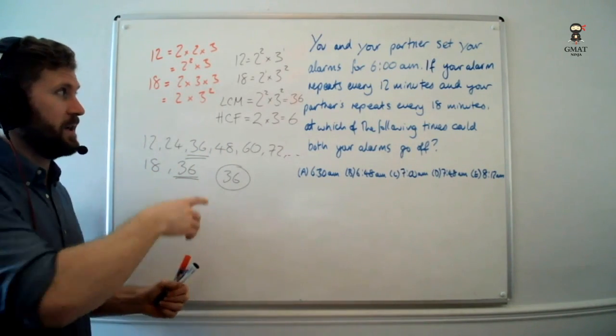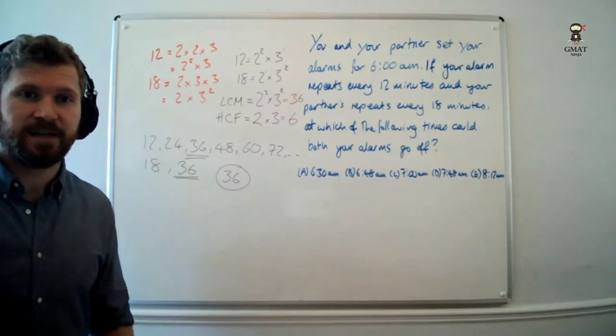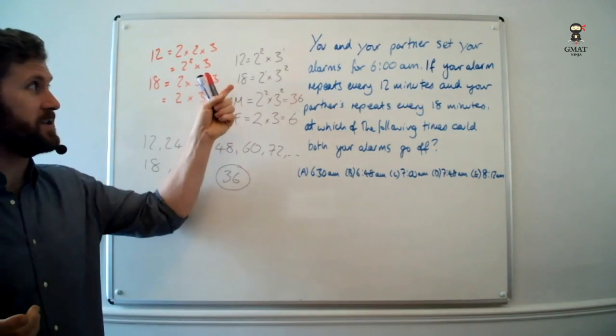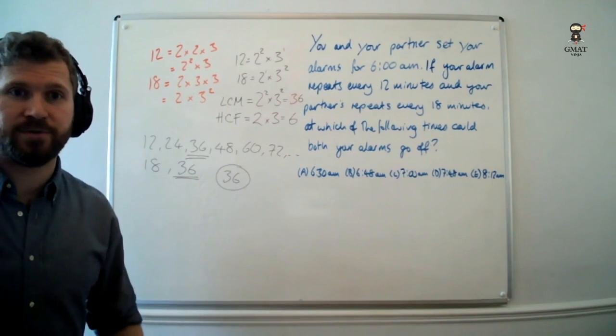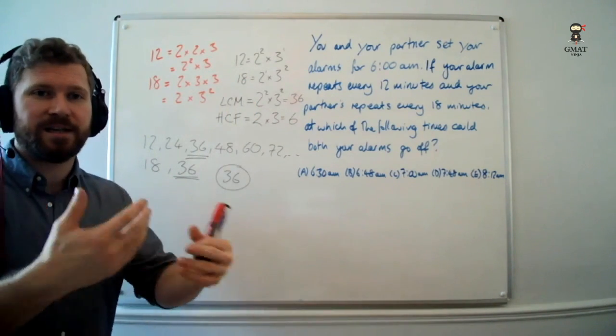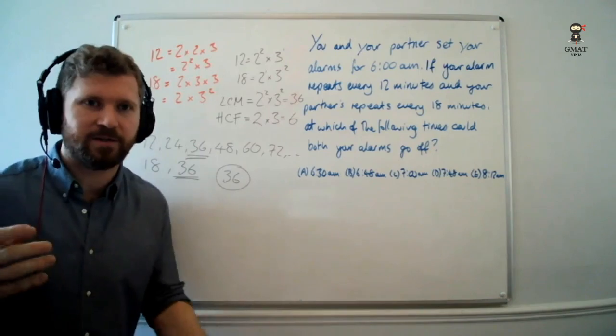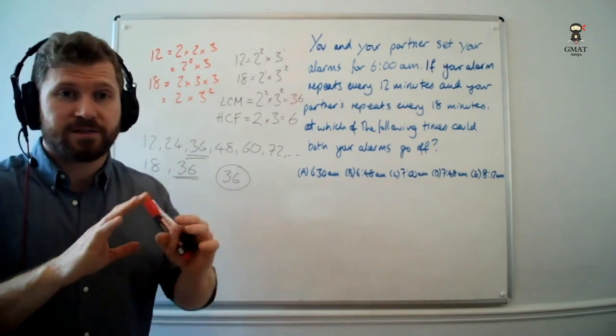There are other times when these numbers are going to be much, much nastier, in which case breaking them down into the prime factorization and going through that process is going to be the best way to do it. Particularly if you end up with 3 numbers. If you have to find the lowest common multiple of 3 numbers, it's the same process.